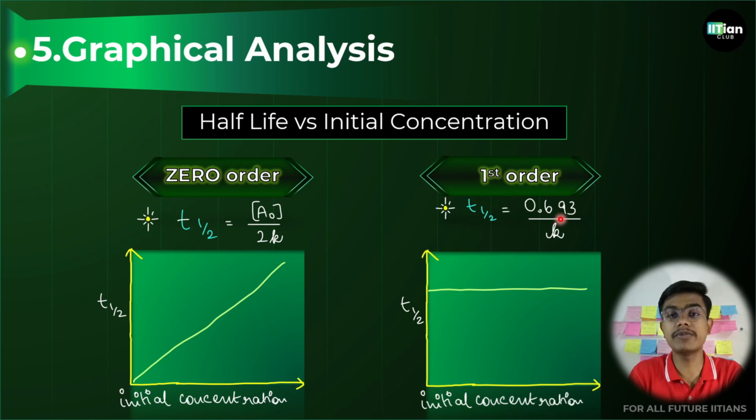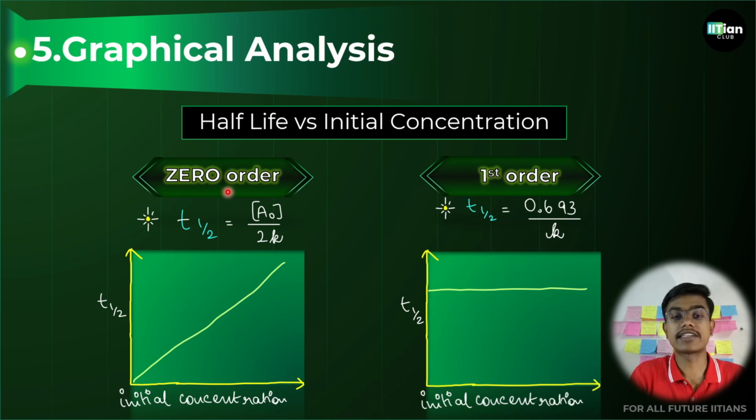For a first order reaction, we came to know that half-life is 0.693 divided by K. It is a constant thing. It does not depend on the initial concentration. For different initial concentrations, if you are getting the same half-life, it is a first order reaction. That's what we'll be interpreting from the data of the question. When we plot the graph for this, it will be a constant graph, a line which is parallel to the x-axis.